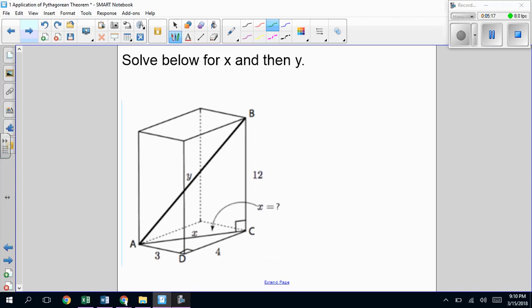So I encourage you to pause the video and see for the figure below, can you first solve for x and then solve for y? So first solve for x and then solve for y. Pause the video and try that now.